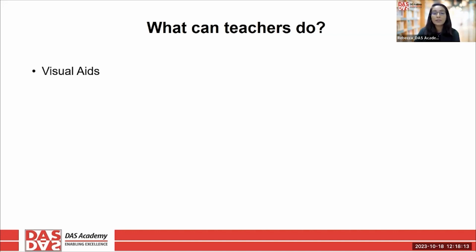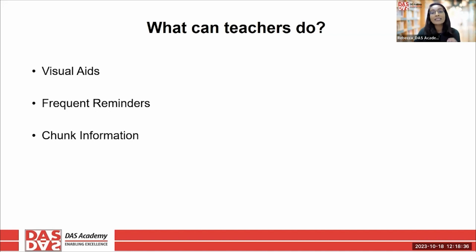This really helps students to go back to those visual aids to help trigger their memory. All right? Providing frequent reminders helps them as well. So you can offer reminders for assignments, tests, and important dates. And these reminders can be provided in writing, verbally, or even through digital tools. Right? You can also chunk information. You can break down complex information into smaller, manageable chunks, and this approach can make it easier for forgetful learners to process and remember the material.